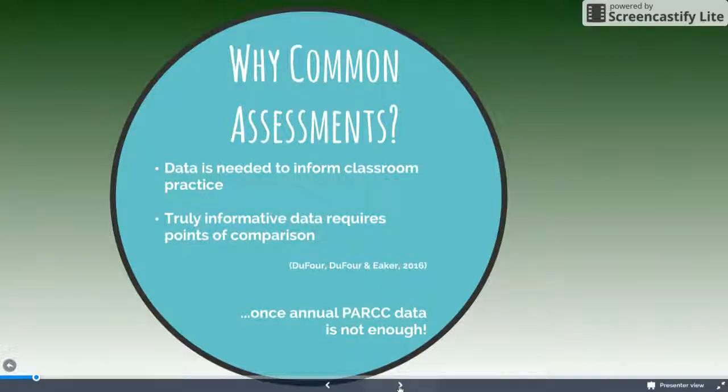We all know data is needed to inform classroom practice. However, Dufour and Aker pointed out from their research that truly informative data requires multiple points of comparison. Simply analyzing our once annual PARCC data is not enough to have a good understanding of what our students can and cannot do.